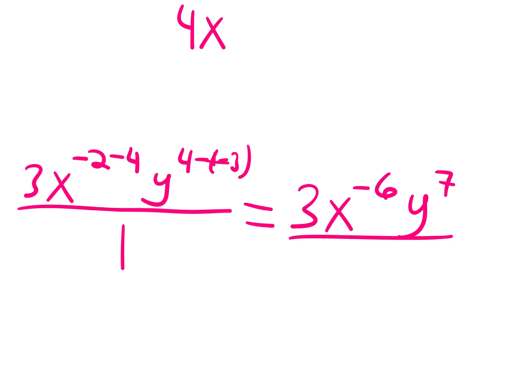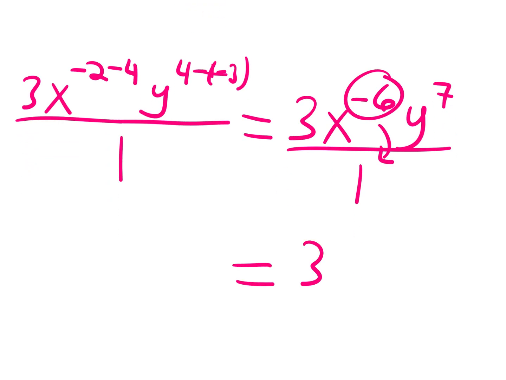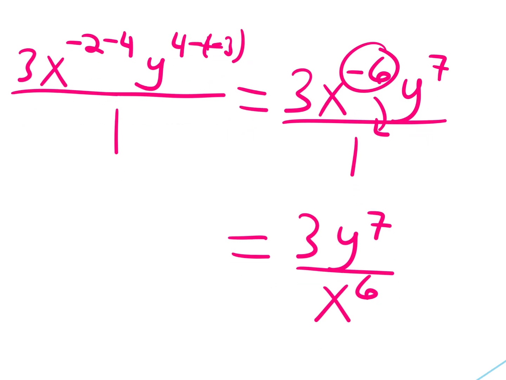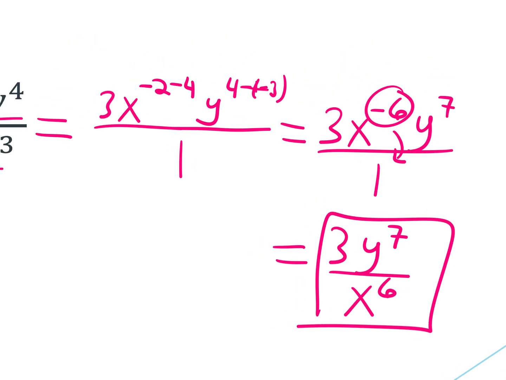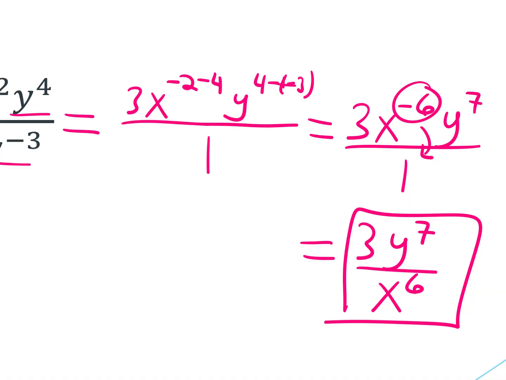And then what can we move to the bottom now? The x to the negative 6 is going to move to the bottom. This is going to become 3 y to the 7th. You don't touch those. This is going to be x to the 6 on the bottom. All right, so as they get more complicated, no big deal. Take it piece by piece.